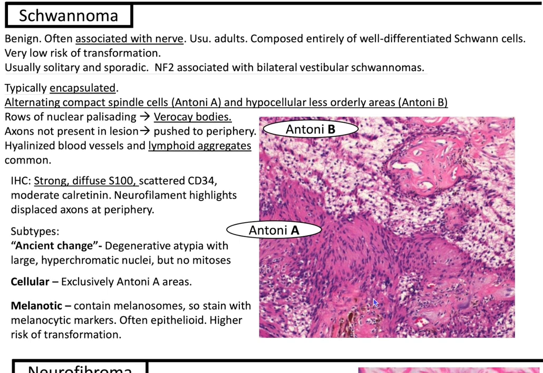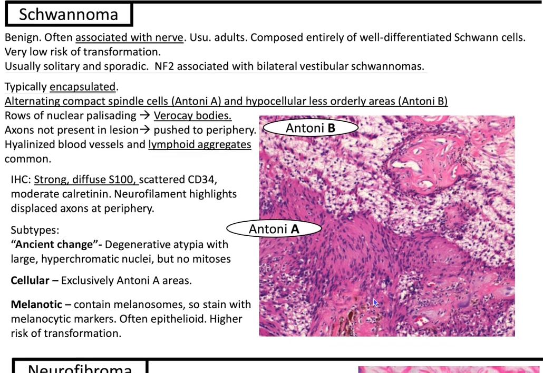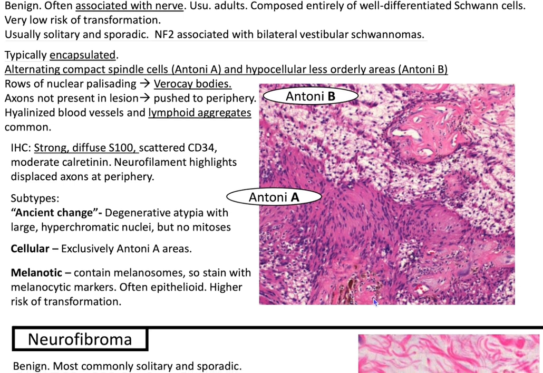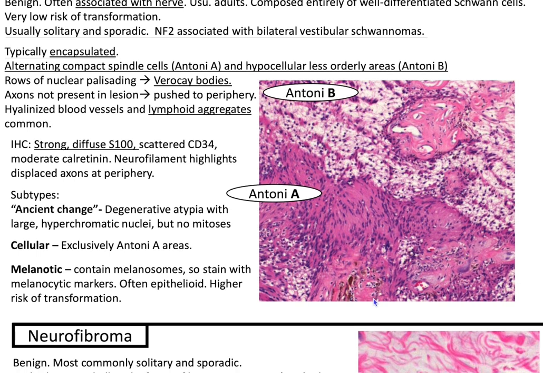And you'll have hyalinized blood vessels and lymphoid aggregates are common. IHC will be strong diffuse S100 with scattered CD34 and moderate calretinin. And subtypes include ancient change, which have degenerative atypia with large hyperchromatic nuclei but absent mitoses.